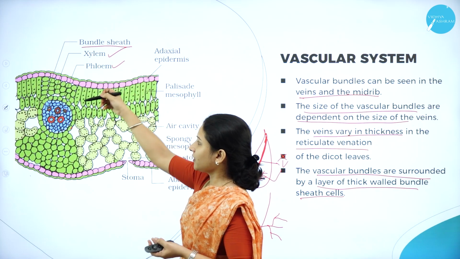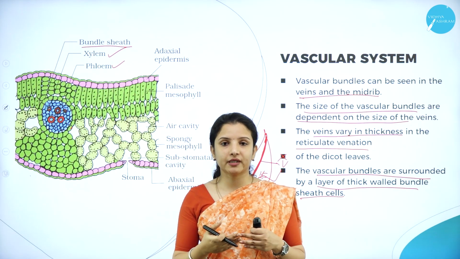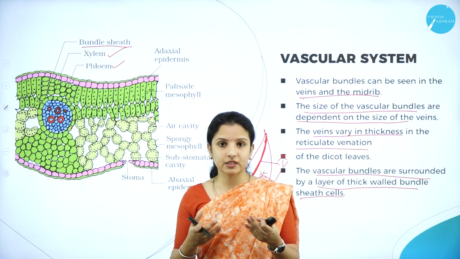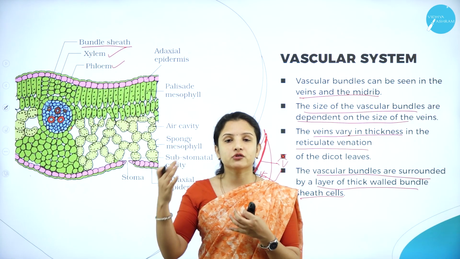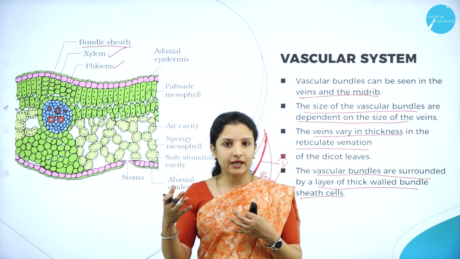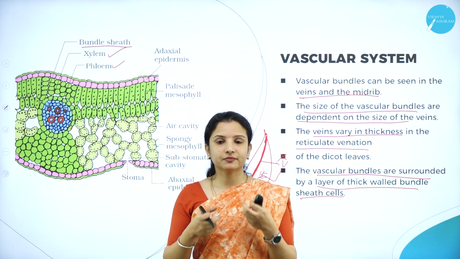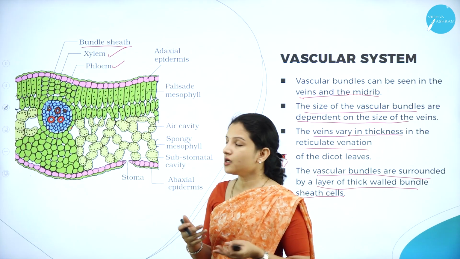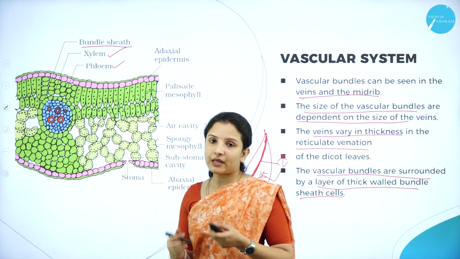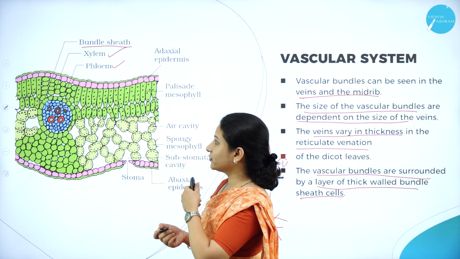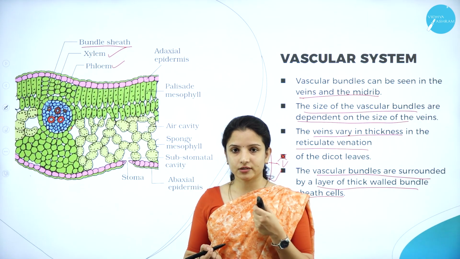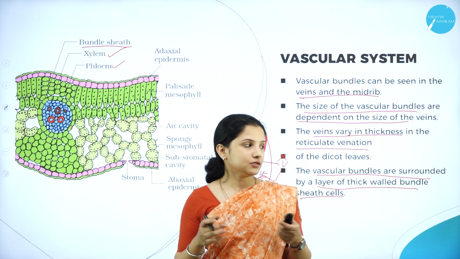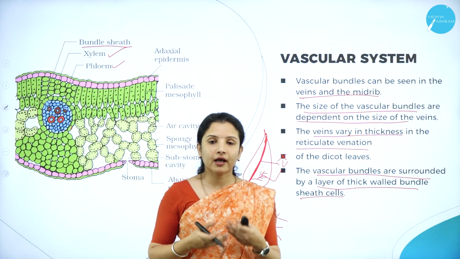So it helps in even more synthesis of food material, which can be utilized by the phloem, and the water utilized by the xylem, which can be transported to different parts of the plant body. So that is the function of the bundle sheath here. The bundle sheath is also one of the characteristic features of the dicotyledonous plant. So where is it present in the leaf? It is usually a layer of very thick-walled cells present around the vascular bundle.